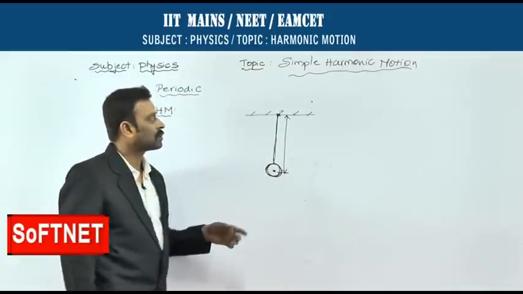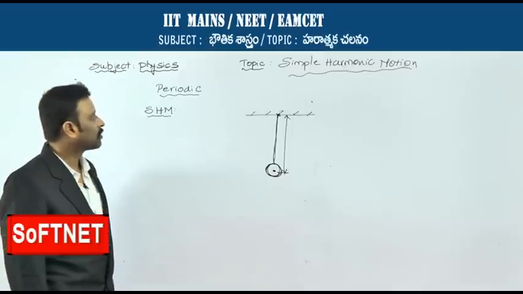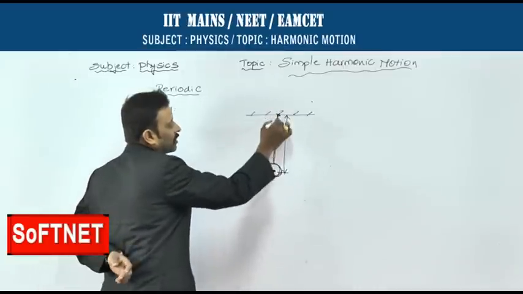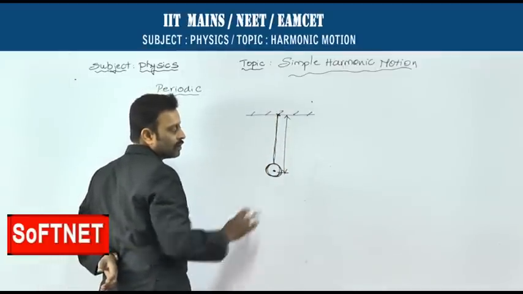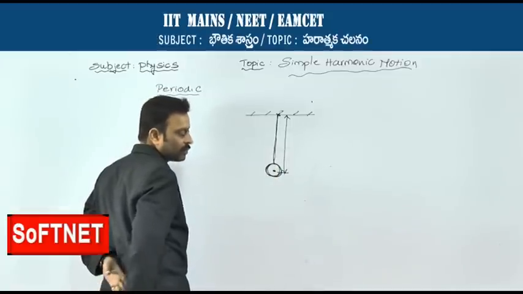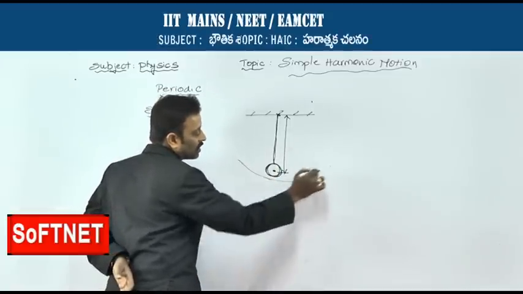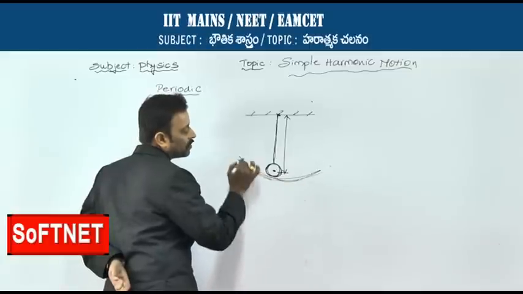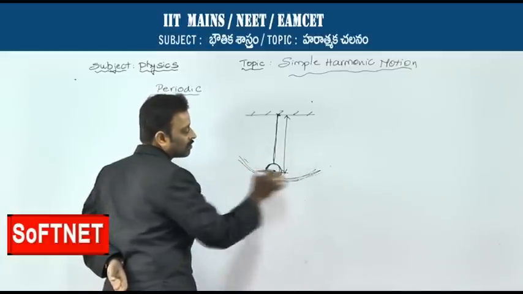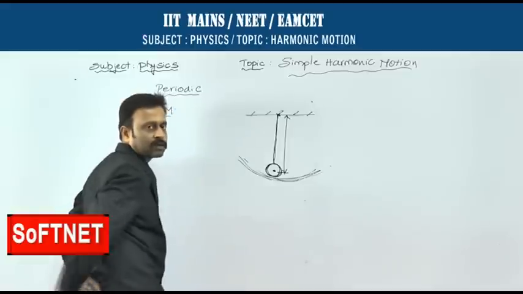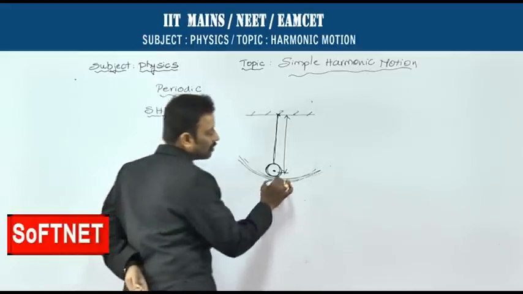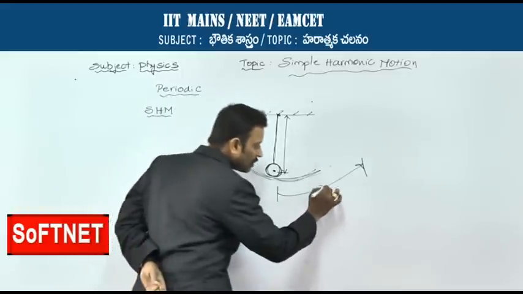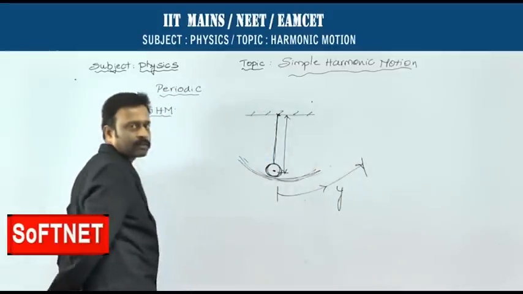So forget about all these things. I want to make you know what actually is a simple harmonic motion. For example, consider this simple pendulum. The pendulum is initially at rest. When the pendulum is pulled towards one of the sides, either right or left, and released, it oscillates to and fro about its mean position. Suppose the bob of the pendulum has reached this extreme position. Let this displacement be y.